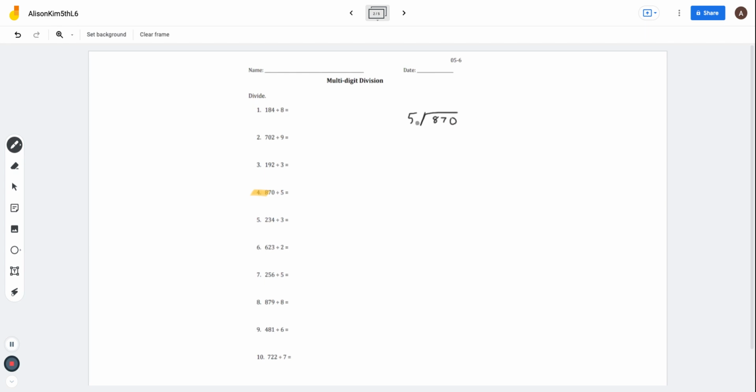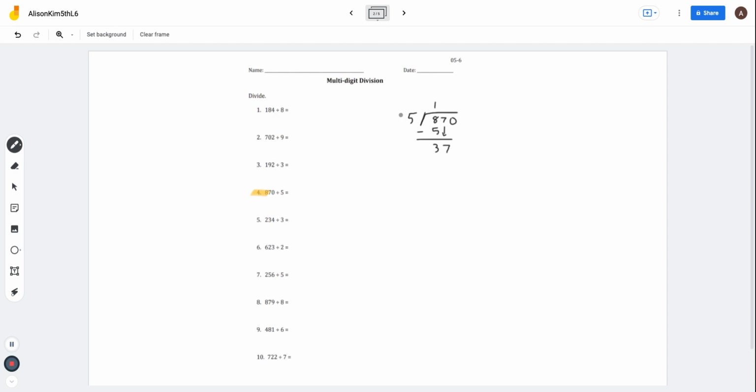So let's see, can 5 go into 8? Yes, it can, but it can only go in once, because if we were to put it twice, then 10 would be bigger than 8, and that's not possible. So 5 times 1 is just 5, and we put minus 5, and we get 8 minus 5, which is 3. Now we bring the 7 down, and it becomes 37.